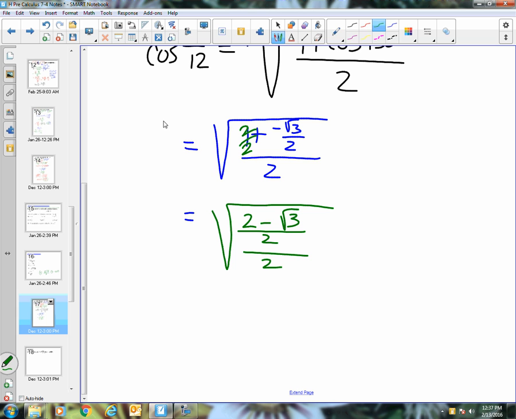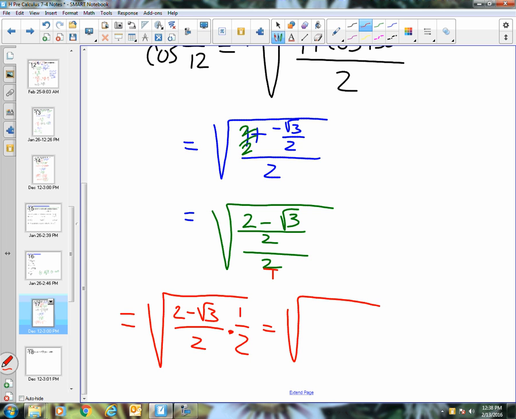You can see that the arithmetic really works out basically identically to the last one. It just said square root of 3 over 2 instead of square root of 2 over 2, but you do the same things. Be careful on your signs. You see a lot of places for arithmetic errors. All right, so 2 minus square root of 3 over 2 times the reciprocal, 1 over 2. So we get under the radical 2 minus square root of 3 over 4.